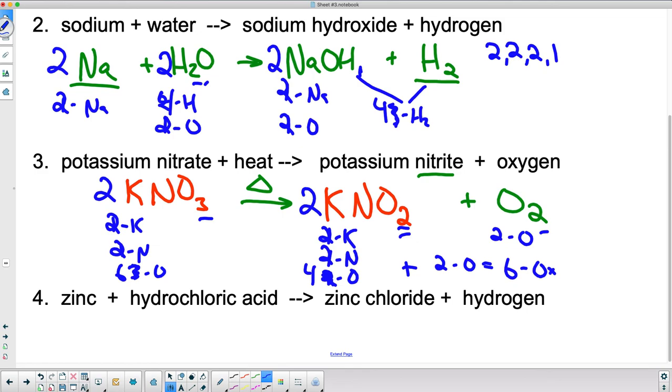I have 2 potassiums on both sides. I have 2 nitrogens on both sides. Notice I've often talked about polyatomic ions being something you keep from one side to the other, but there is no NO3 on the other side, so you can't do that here. You have to break it up into the number of N's and the number of oxygens, like I did on both sides. Okay, excellent. Please let me know if you have questions. I'll talk to you later.